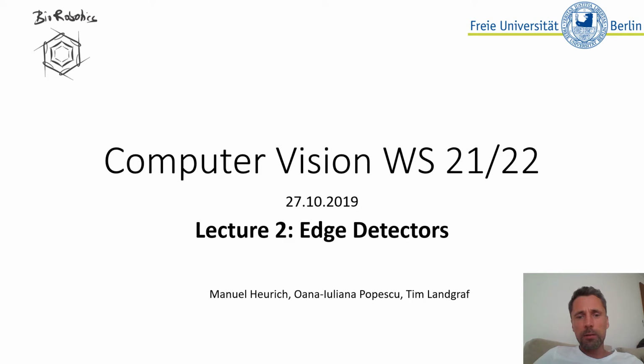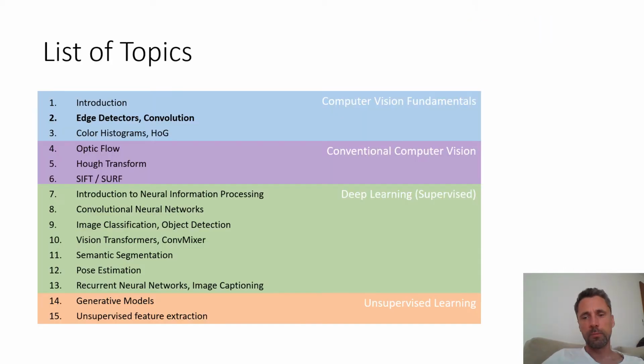This is about edge detection. So we are still in the first block on computer vision fundamentals. We will introduce you to very simple edge detection, to the concept or the operation of convolution, which is fundamental and essential also in later lectures. And we'll discuss an algorithm called Canny's edge detection in the last part of the lecture.